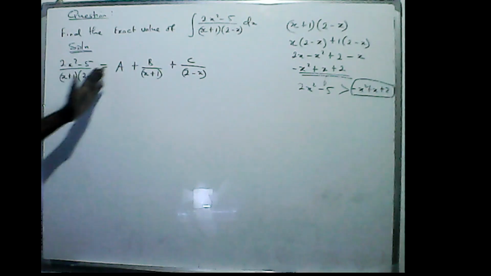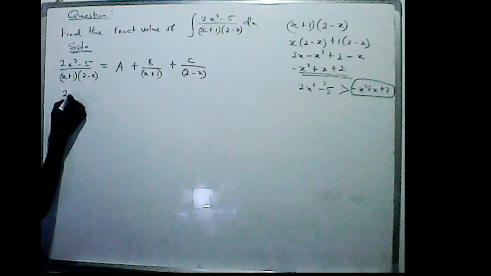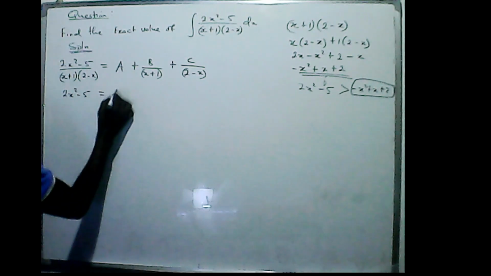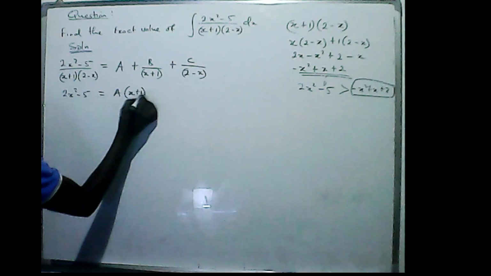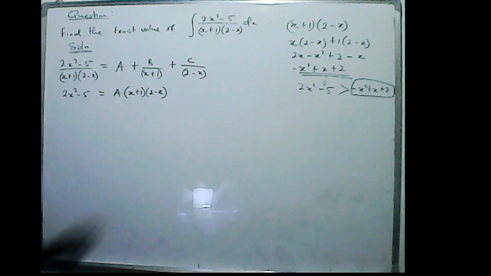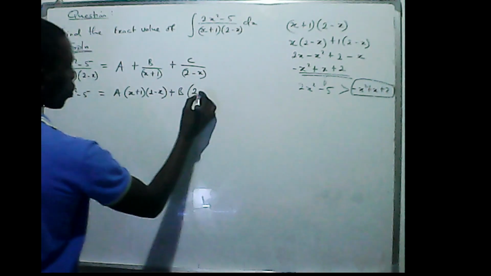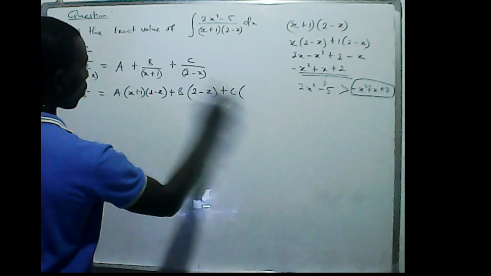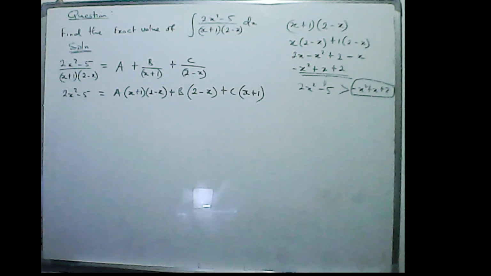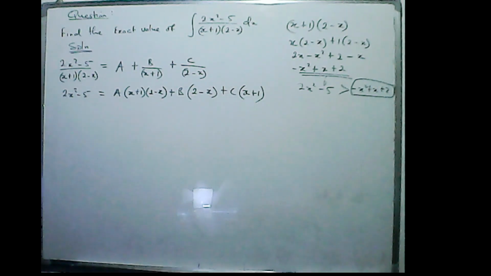Now, expressing this one in partial fractions, we can rewrite this as 2x squared minus 5 equals a times x plus 1 by 2 minus x. A will multiply both denominators. Now, b will only multiply 2 minus x, and c will only multiply x plus 1. Now we want to find the values of a, b, and c.